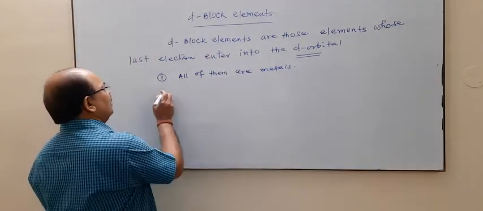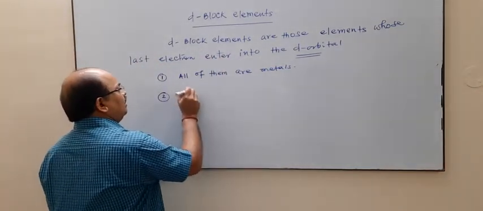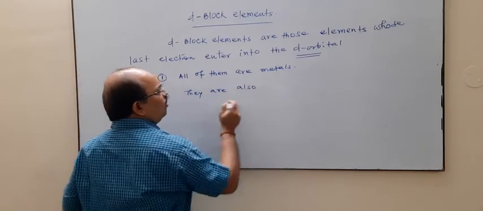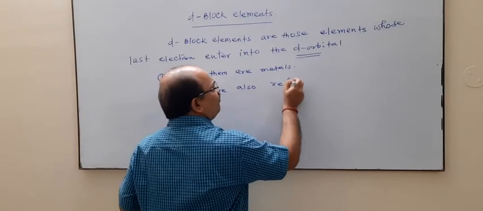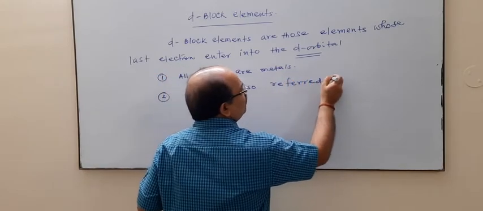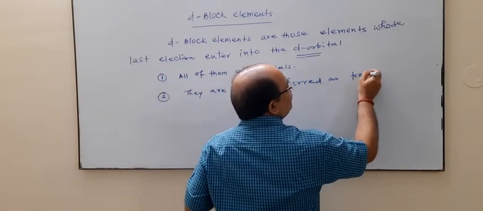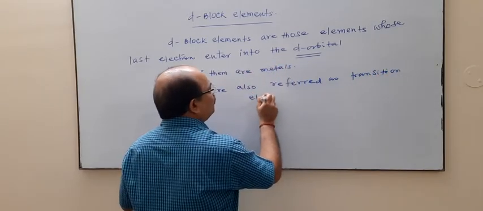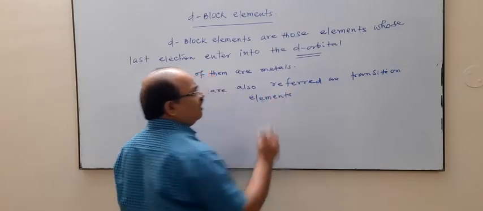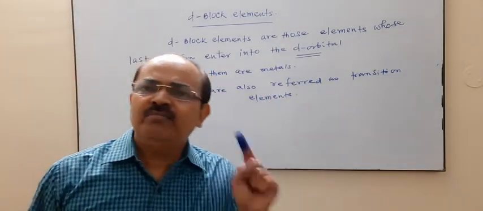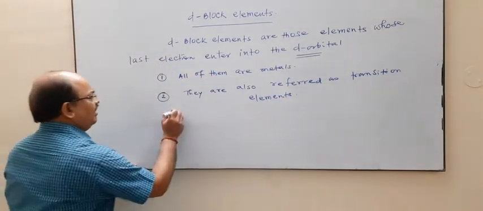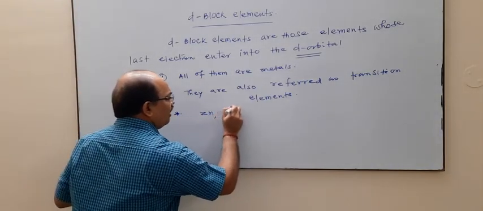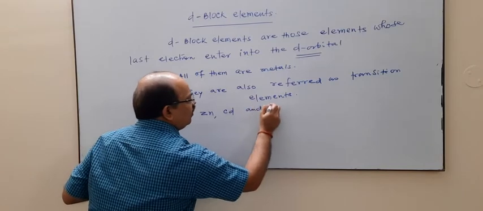Second point, they are also referred to as transition elements. They are also referred to as transition elements, but exceptions are there. The exceptions are zinc, cadmium and mercury.